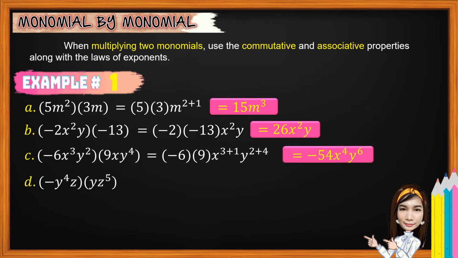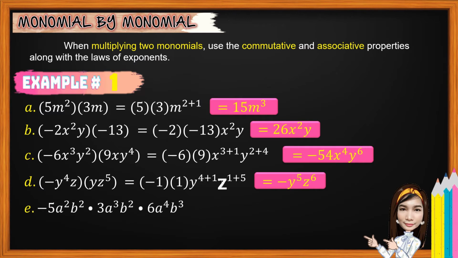For letter D, we have the quantity negative y to the 4th z times the quantity yz to the 5th. First, multiply the coefficients, negative 1 times 1. Then, copy the same base y, add the exponents 4 plus 1. Then, copy the same base z, add the exponents 1 plus 5. Then simplify: negative 1 times 1 is equal to negative 1, and no need to write it. So we have negative y to the 5th, z to the 6th.